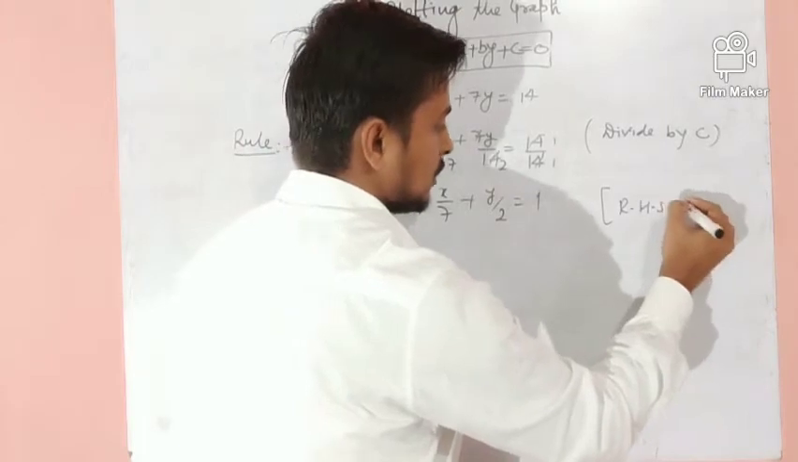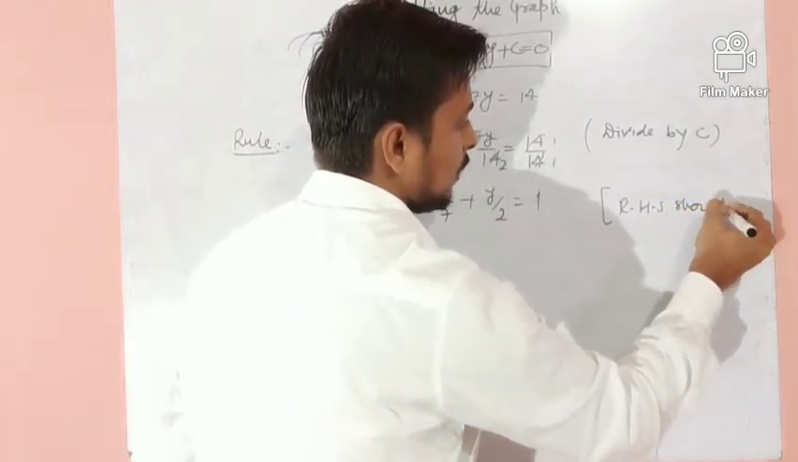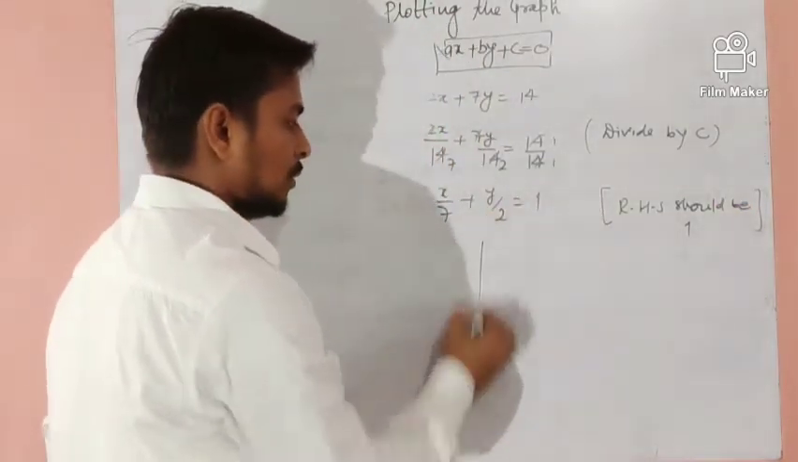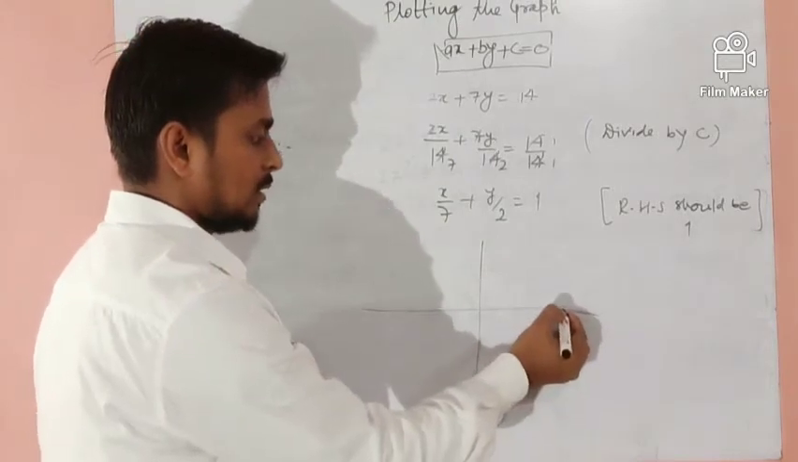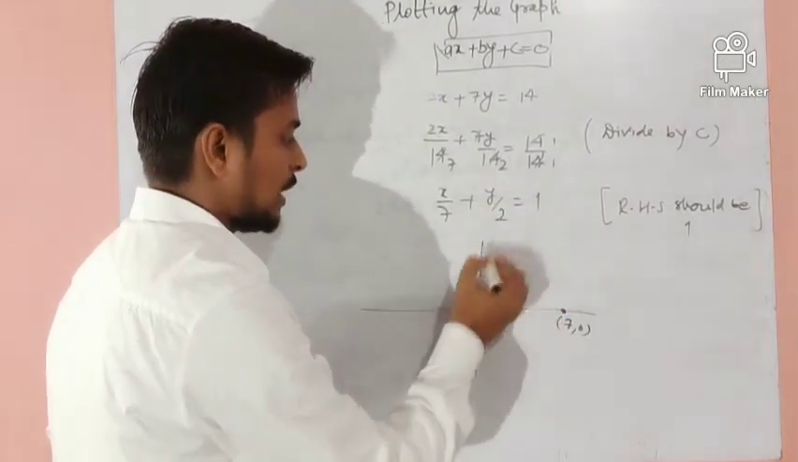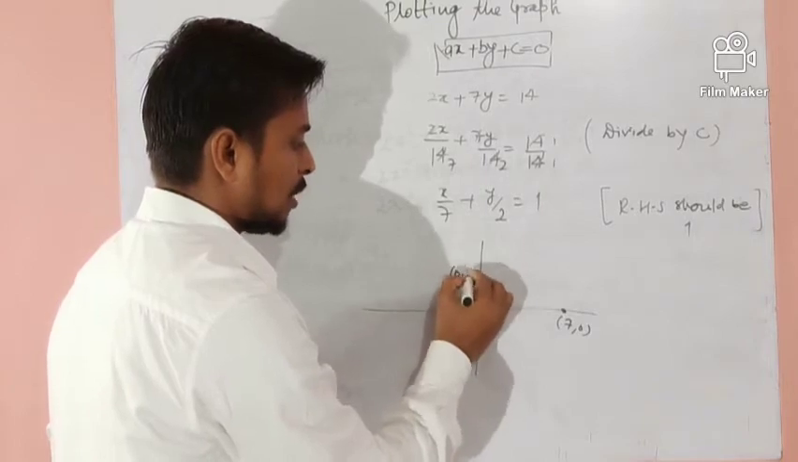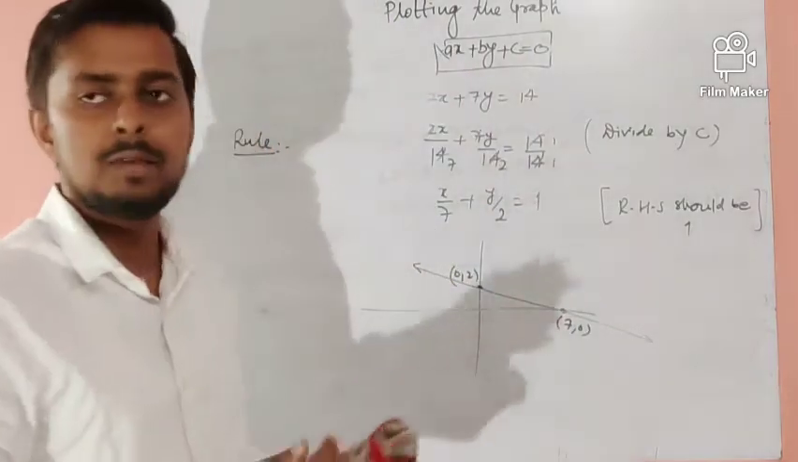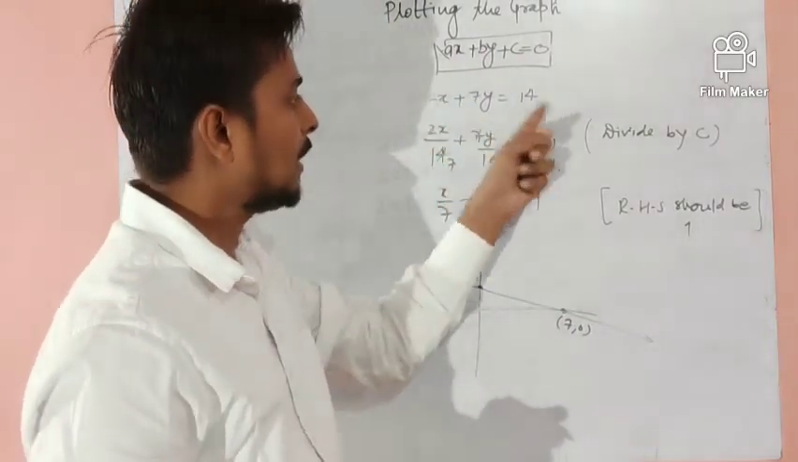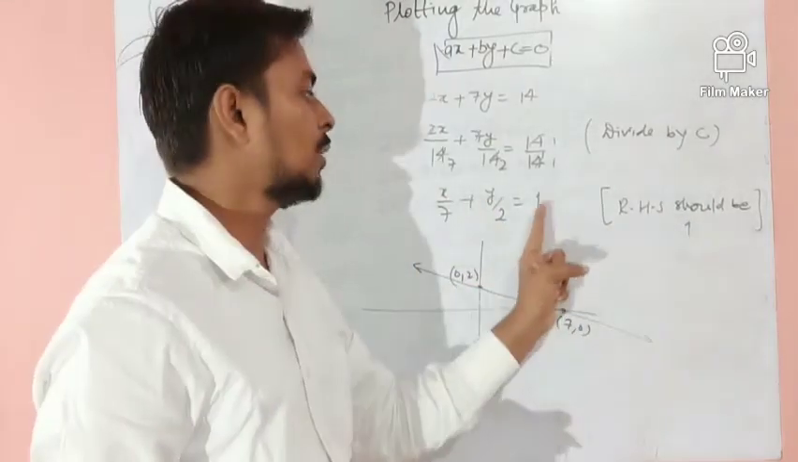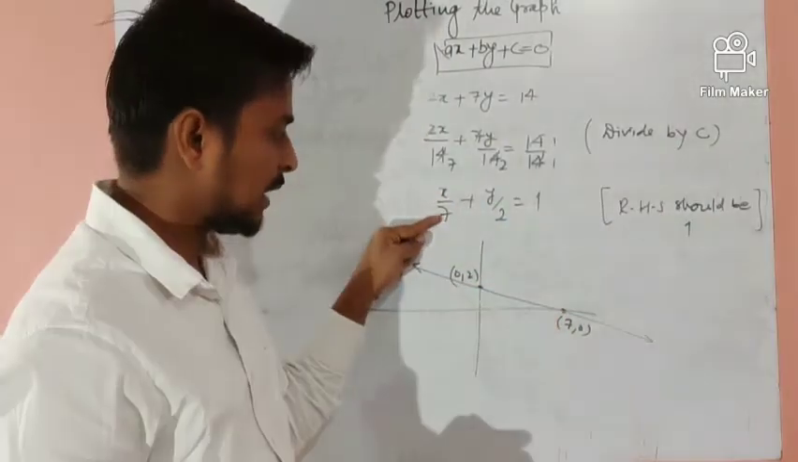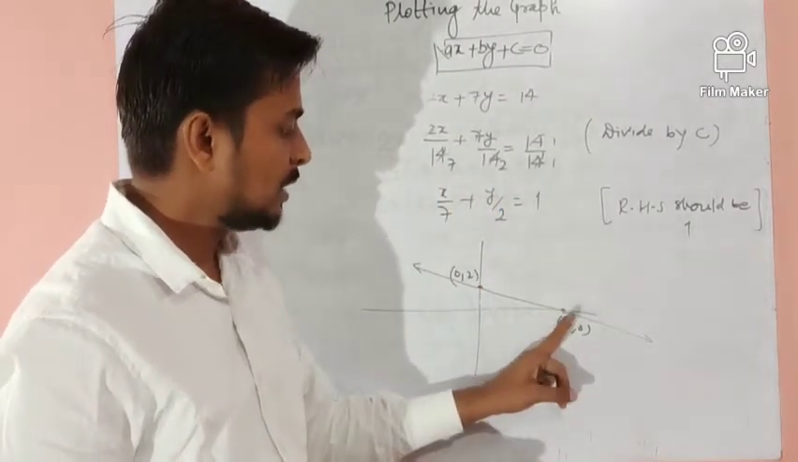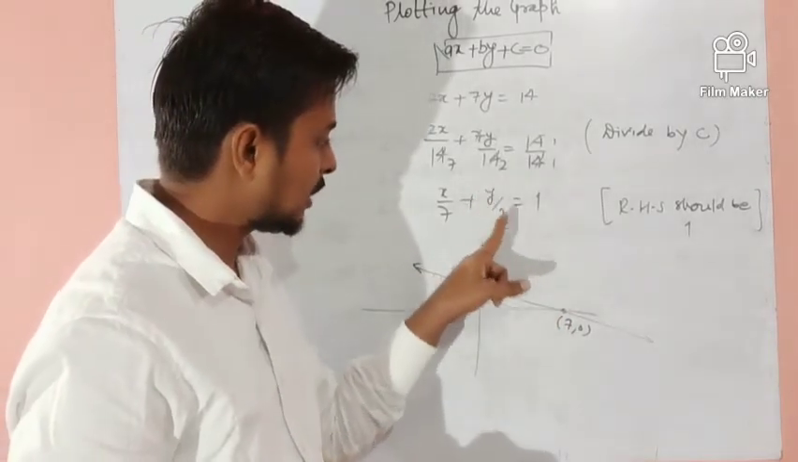RHS should be 1. So now the plotting is easy. x is 7, so here is 7 comma 0. y is 2, suppose here, so 0 comma 2, and this will be the line. Simple thing we will do: by dividing by c, we will get the right hand side equal to 1. Now the denominator of x is 7, so mark 7 on the x axis. The denominator of y is 2, so mark 2 on the y axis.